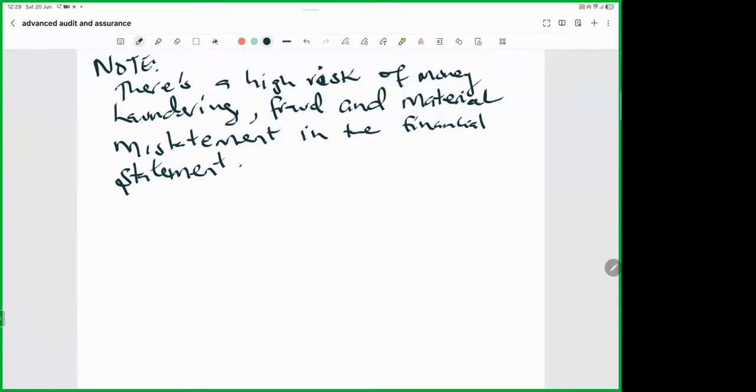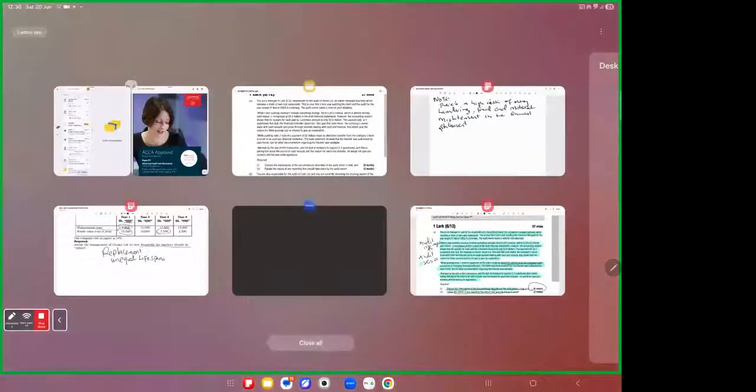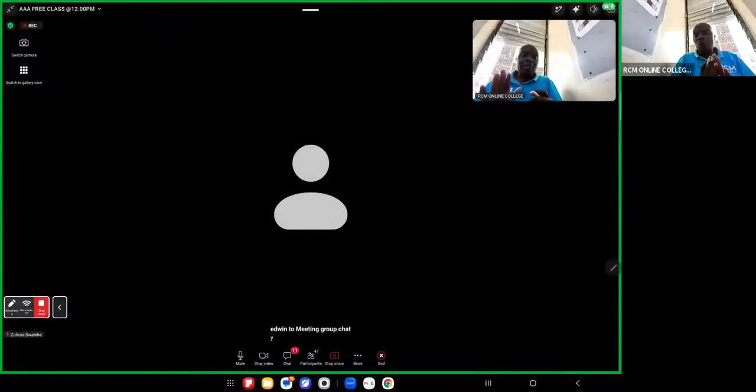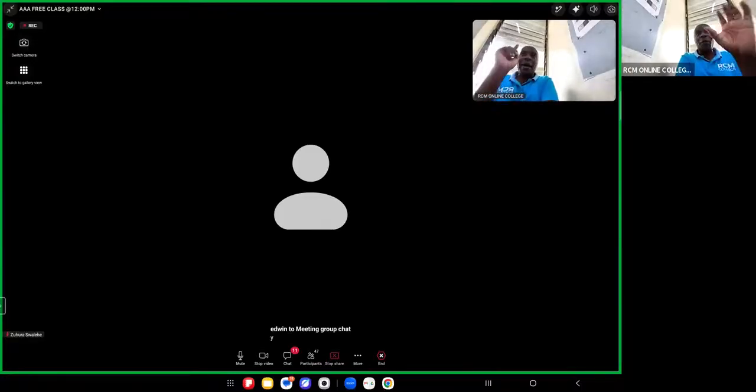So as the audit manager, I appreciate from the very, very beginning that this question is alluding to the fact that the financial statements of this audit client are materially misstated. So from the beginning, I know that I'm dealing with a dangerous man, a man most probably engaging in money laundering.